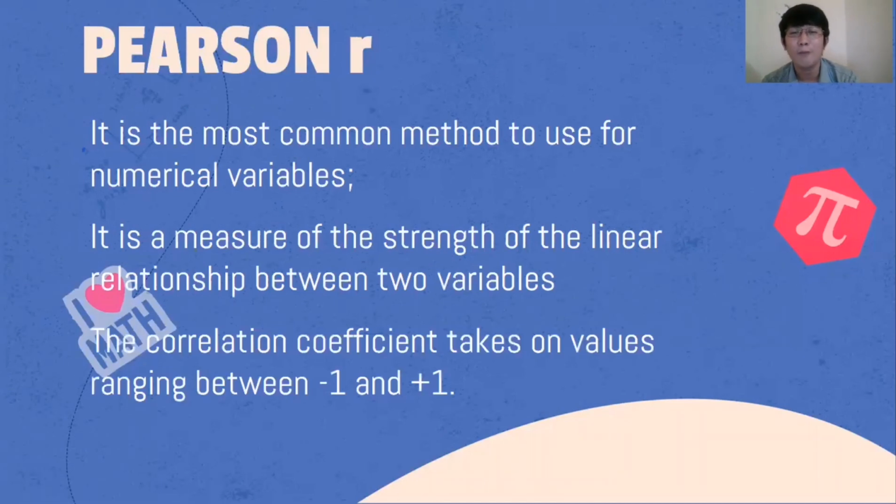The correlation coefficient takes on values ranging between -1 and +1. That means your answer must be from -1 to +1 only. If you go beyond 1, it means your answer is wrong.